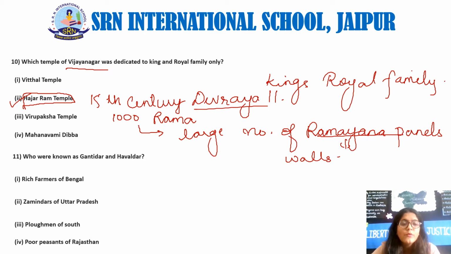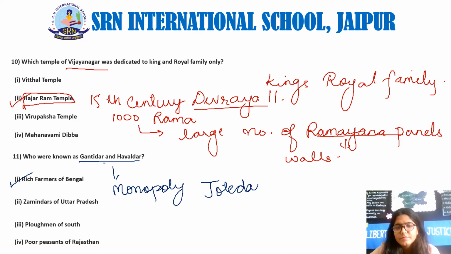That is, who were known as Ghantidars and Havaldars? Now the answer to this question is, they were known as the rich farmers of Bengal. They had a monopoly over the less powerful people, and they were the rich farmers of Bengal. They were also known as Jotedars.